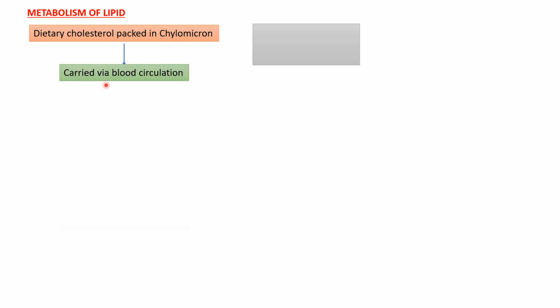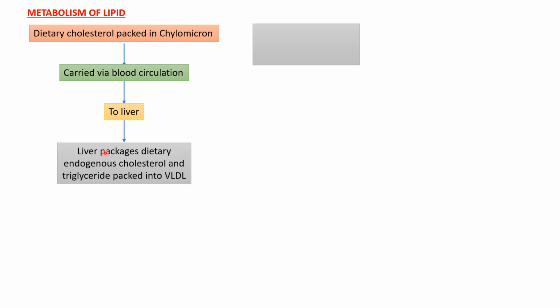Now we'll see how the metabolism of lipid occurs. Dietary cholesterol is packed in the chylomicron. Whenever we take a fatty substance in the food, it comes into the intestine, and this dietary cholesterol in the intestine is packed in the chylomicron. Then it is carried via the blood circulation to the liver.